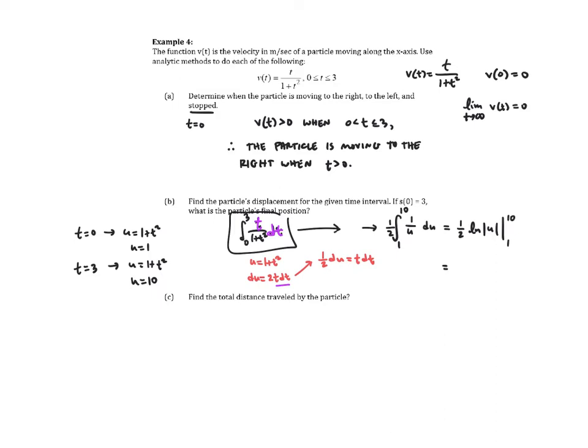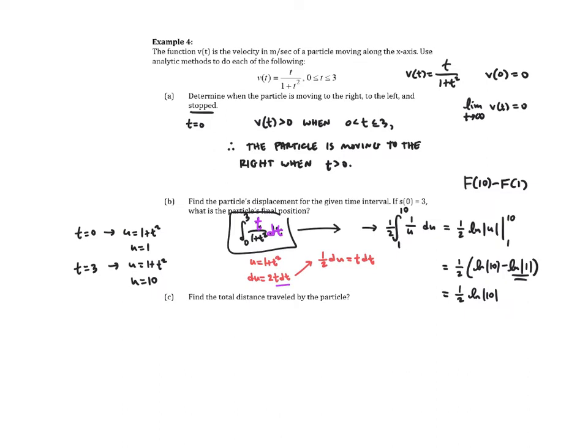Recall that FTC part 1 requires us to take big F at 10 minus big F at 1, and big F just ends up being half ln of u. So I'm going to factor out the half, take ln of 10, and I don't need the absolute values in this case, but I'll keep them anyway because it doesn't really change anything. So I'll get 1/2 the natural log of 10 minus the natural log of 1. Well, the natural log of 1 is 0, therefore we get half the natural log of 10.